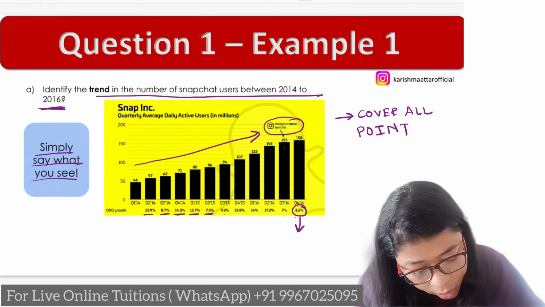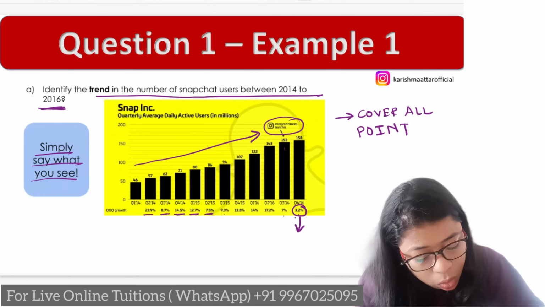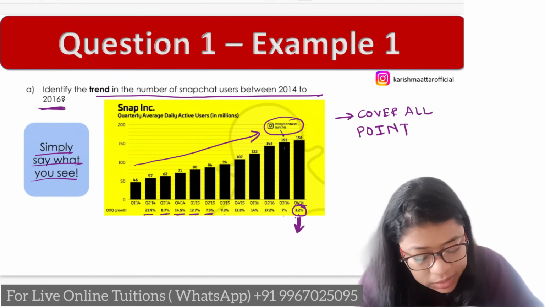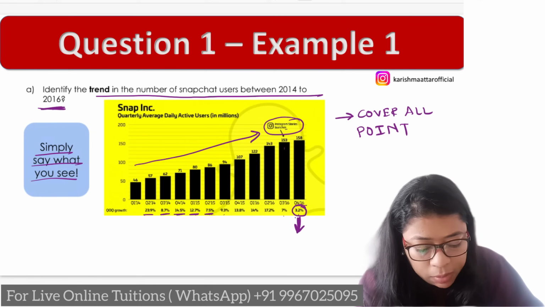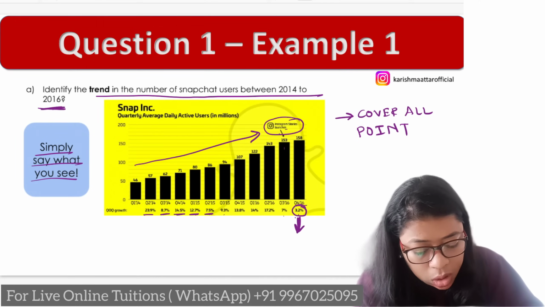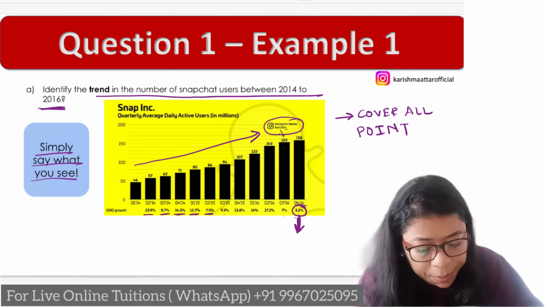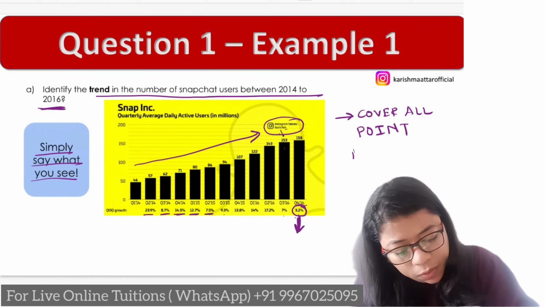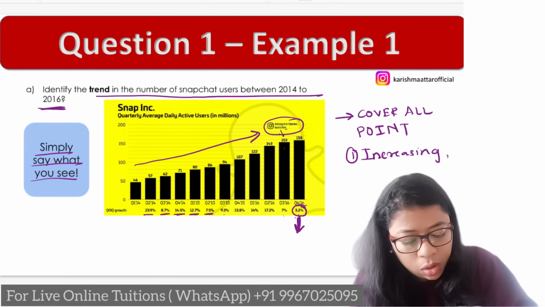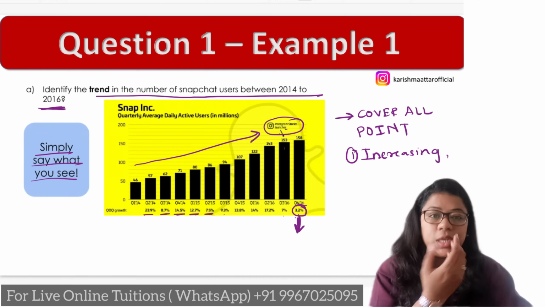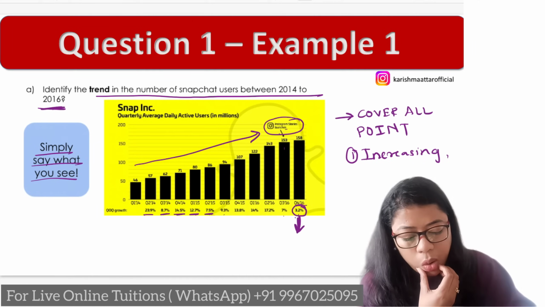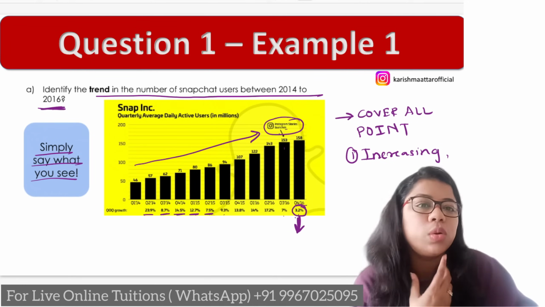I think it's quarterly. Okay, it's quarterly. So in this particular quarter, the growth has decreased. Immediately after the Instagram stories were launched, the growth decreased. And this is the point. So you cover first that it is an increasing trend, and then the growth seems to be decreasing. The rate of growth seems to be decreasing in this particular quarter immediately after the Instagram stories were launched.